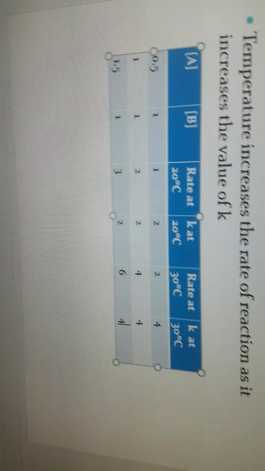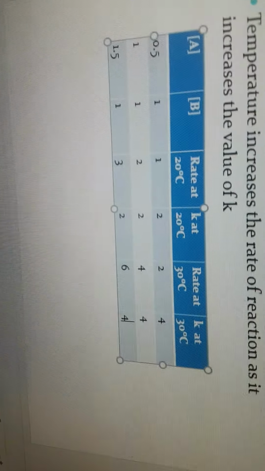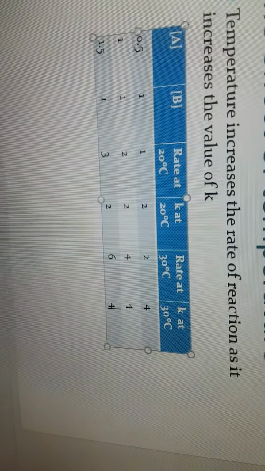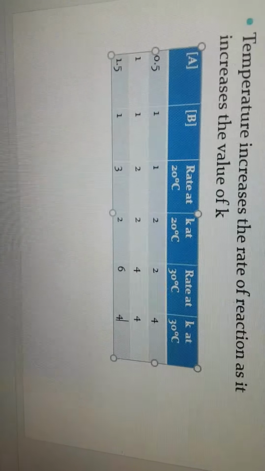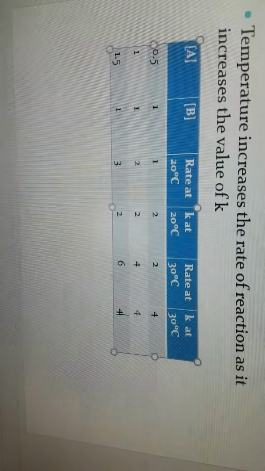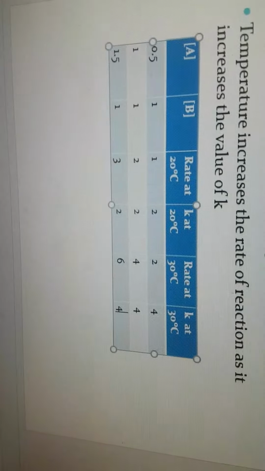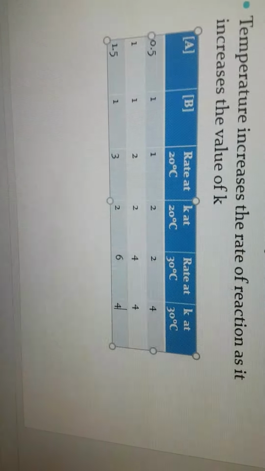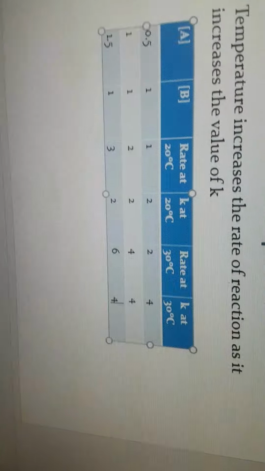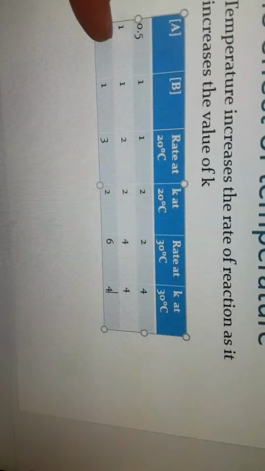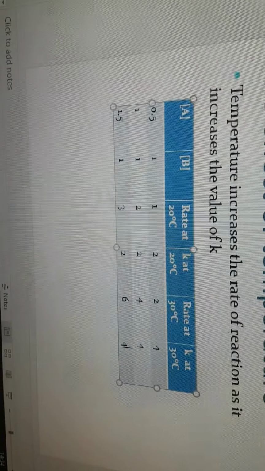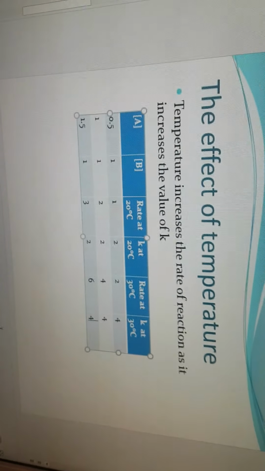So, in summary, the rate constant doesn't always do what its name suggests it should. It will remain constant unless the temperature changes. However, if the temperature does change, the rate constant will change, and if the temperature increases, the rate constant will increase. However, its value is not affected by changes in concentration of either reactants.